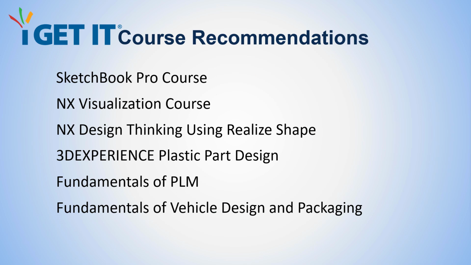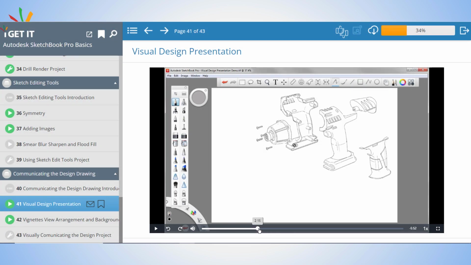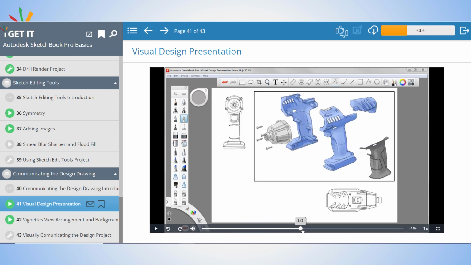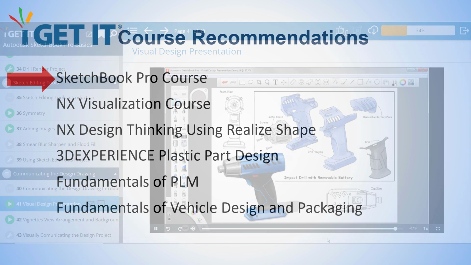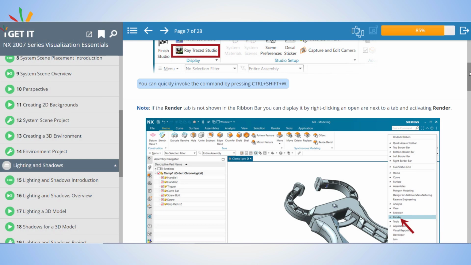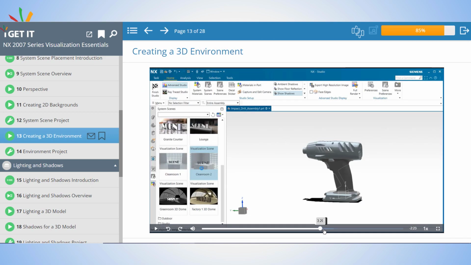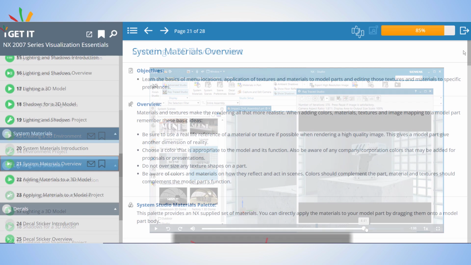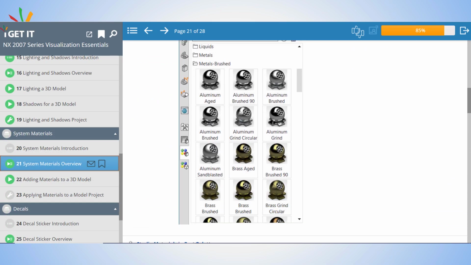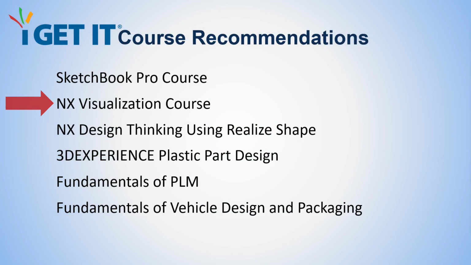Here are some course recommendations within iGetIt. The Sketchbook Pro course is one when you want to develop sketching. You can use a software called Sketchbook Pro. Basically, it teaches you how to sketch, how to use colors, how to shade, and how to actually render out your ideas. There's the Siemens NX Visualization course, which is basically a rendering course for Siemens NX. You can take your 3D models that you create within NX and render them out, placing them in an environment. That course shows how to present your model and render it for presentation purposes.